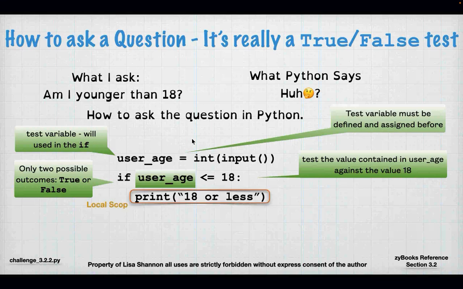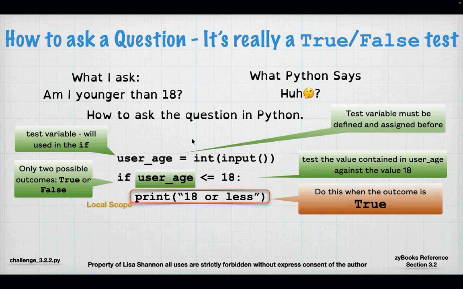And I'm going to print 18 or less, which is local scope. And then I'm going to print else, which is local scope.